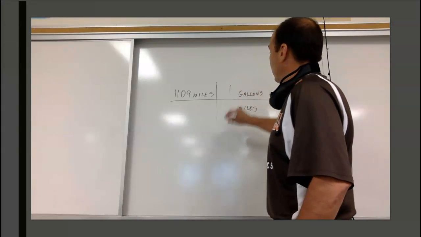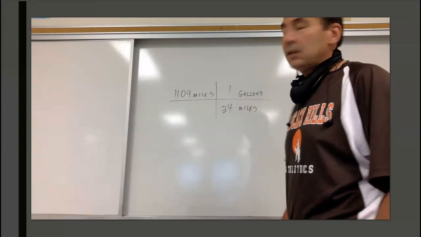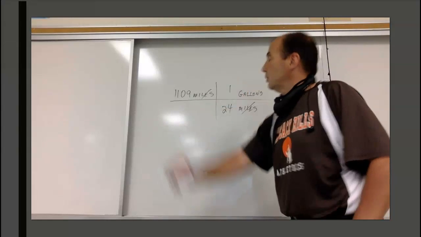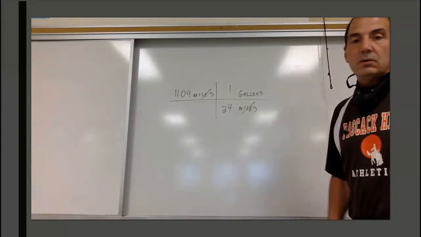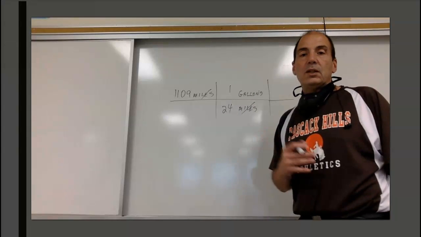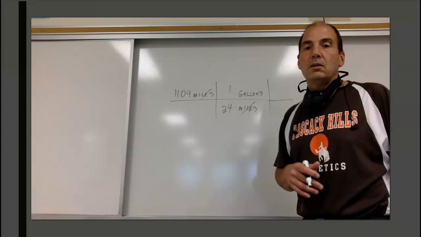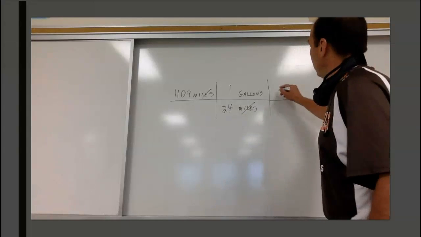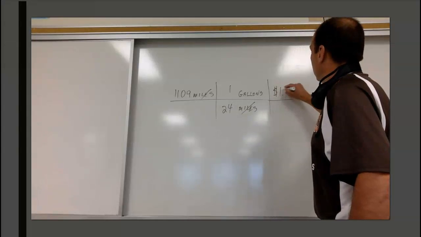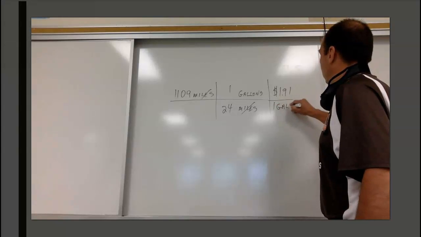And we know that 1 gallon is 24 miles. We set it up like that because that allows us to cancel things out. So now that's canceled out. We no longer have miles. We have gallons. Okay? All right. So now what does gallons get me? Well, one of the other conversion factors said there was $1.91 per gallon. So we could say that there's $1.91 per 1 gallon.